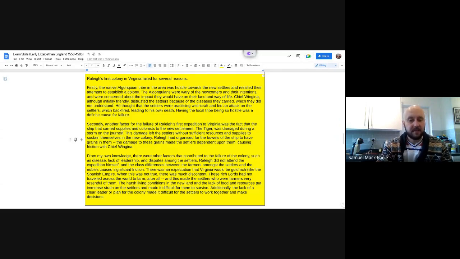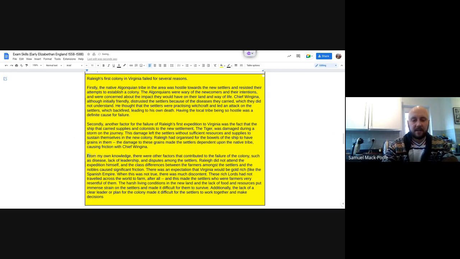Well, this sounds like some specific information here. It sounds like an event that's been described and explained. The damage left the settlers without sufficient resources and supplies to sustain themselves in the new colony. Raleigh had organised for the bows of the ship to have grains in them. The damage to these grains made the settlers dependent upon the native tribes, causing friction with Chief Wingina.